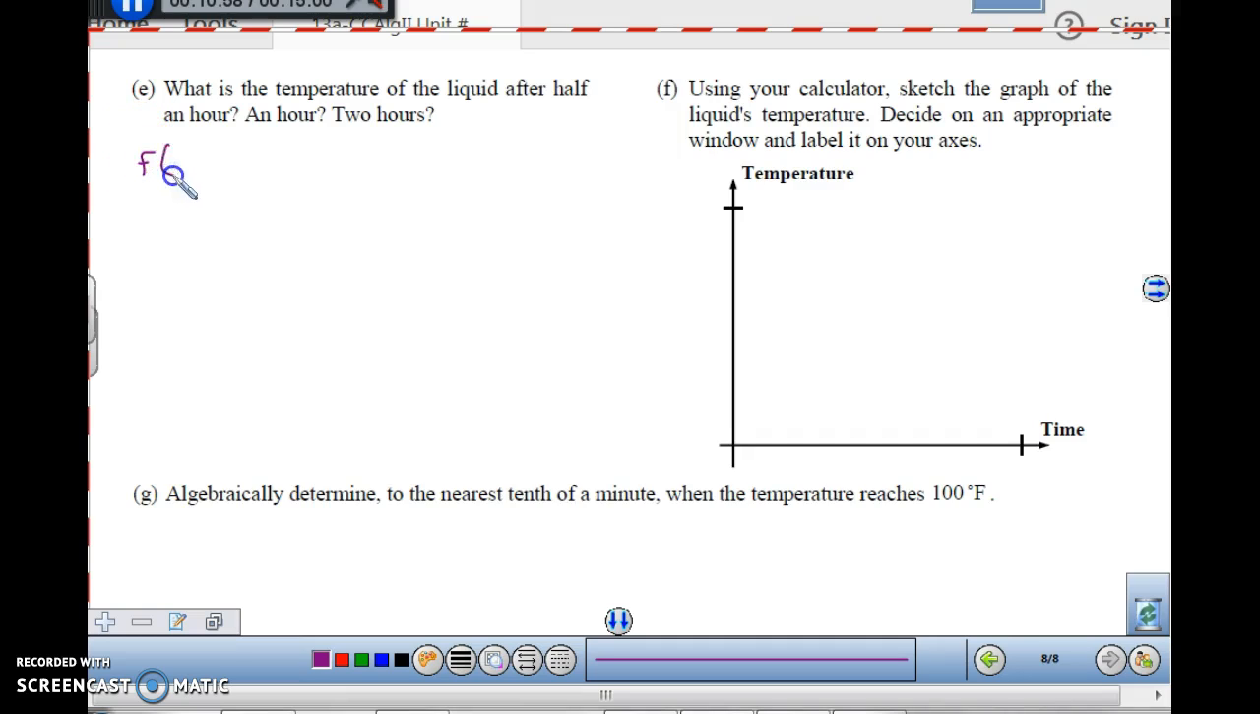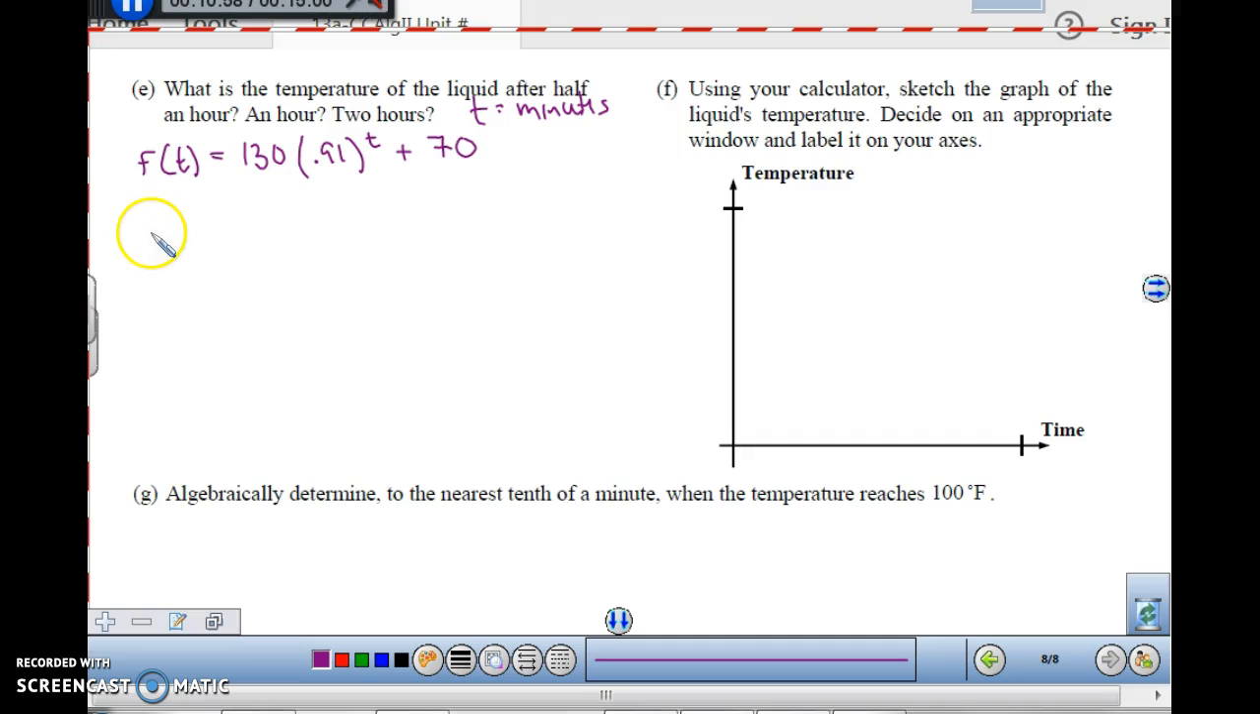We would have f of t equals our starting value, we figured out a was 130, times b, our multiplier, which is 0.91, raised to the t, plus 70, which was our c. So this is our equation. Now, what is the temperature of the liquid after half an hour, or 2 hours? Remember what our units are. t is in minutes, don't forget that.